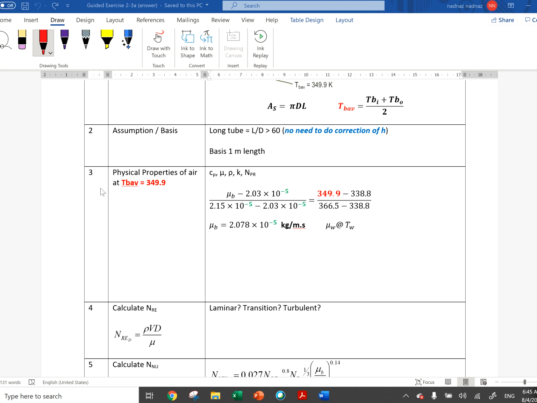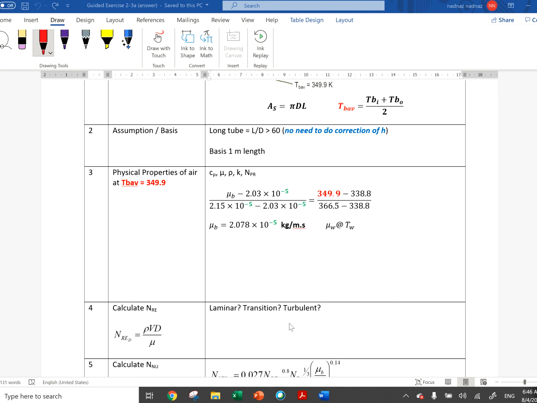Right, so we have completed step 3. We are now in step 4. For step 4, we need to calculate the Reynolds number from this equation. Reynolds number is rho Vd over mu. Then from there, you can distinguish whether the region is laminar, transition, or turbulent.